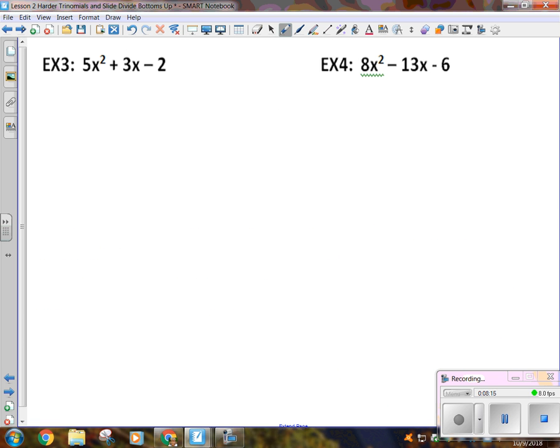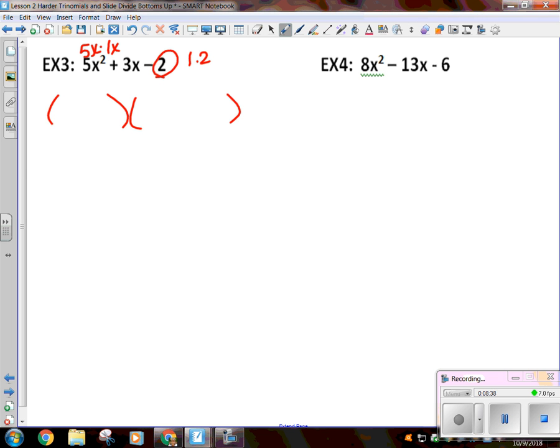Okay. Let's go to number 3. This one should be easy. How many ways are there to factor 5x squared? Only one, right? 5x times 1x. How many ways is there to factor 2? 1 times 2. What is my strategy? What am I going to mentally have to do to get my middle number? I'm going to mentally subtract to get 3. Kind of set yourself up to where you know. So what do I start with?